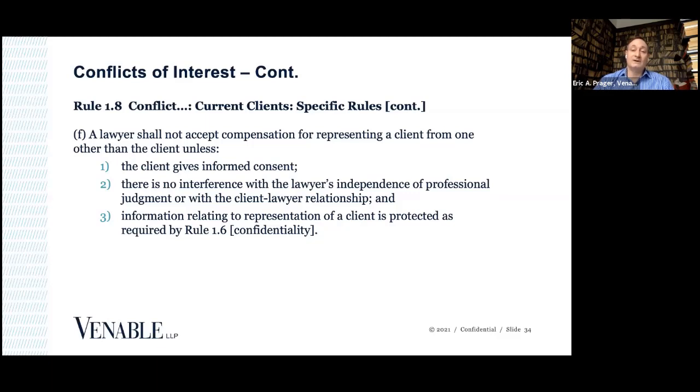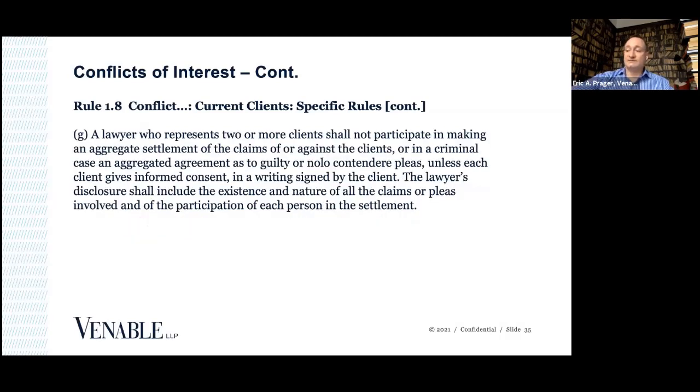So you'll want to consult counsel or do your research or otherwise satisfy yourself that you're able to do that, and that information relating to the representation is protected pursuant to Rule 1.6. So that's F.